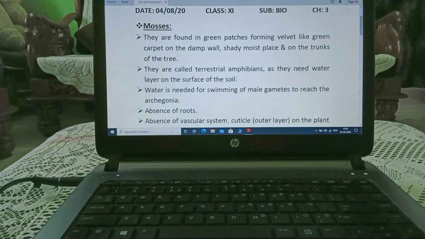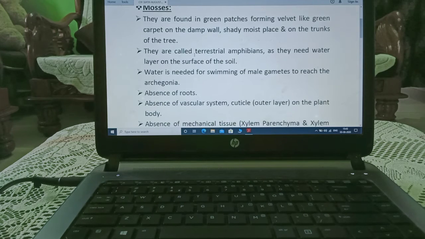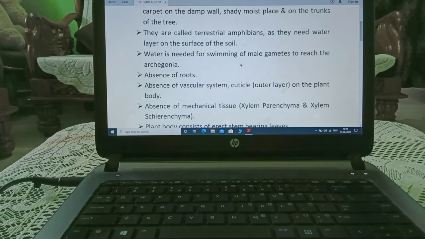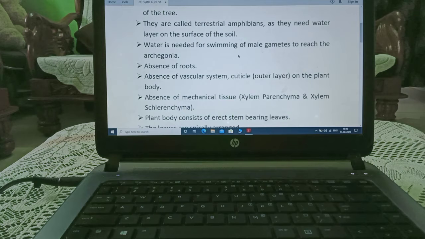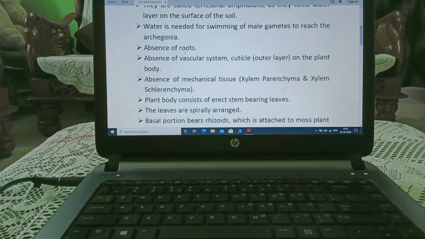They are called terrestrial amphibians as they need a water layer on the surface of the soil. Terrestrial amphibians means they are present on land but can survive on land as well as in water. Water is needed for the swimming of male gametes to reach the archegonia. Archegonia means female gamete. Water is required for the movement of the male gamete so that it can reach the female gamete. They have an absence of roots.